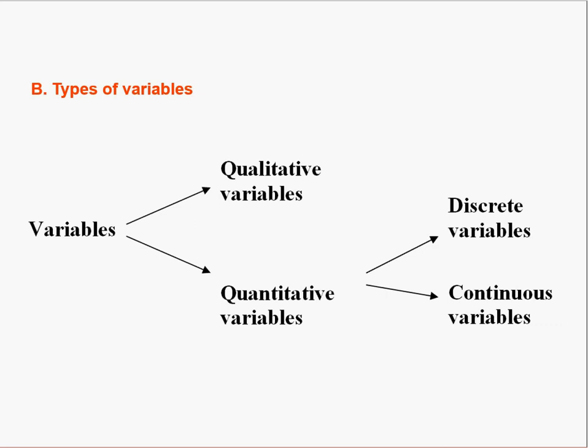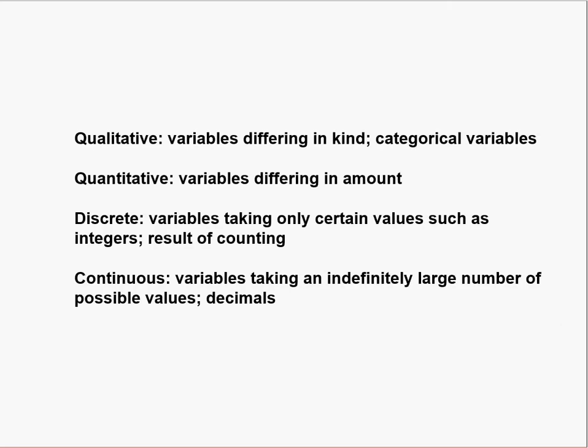Now let's look at some of the issues related to variables, types of variables. There are different types of variables. On this slide, we can see the organization or classification of variables into qualitative variables and quantitative variables. And under the quantitative variables, we also have discrete variables and continuous variables. Now let's take a look at each one of them.